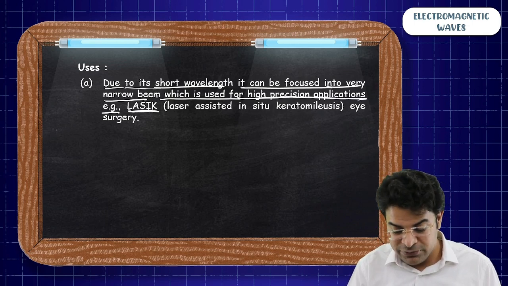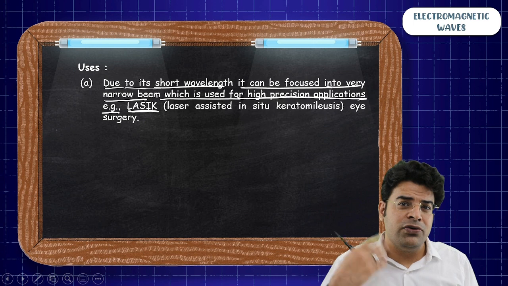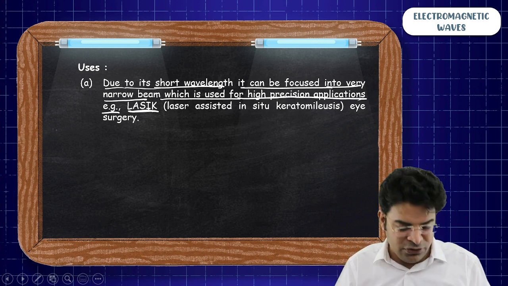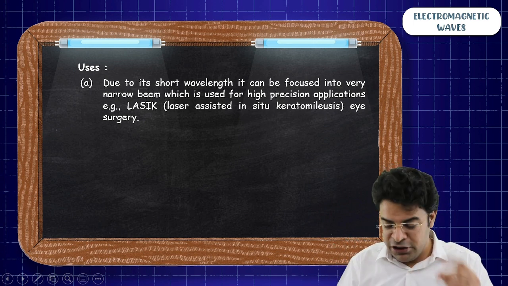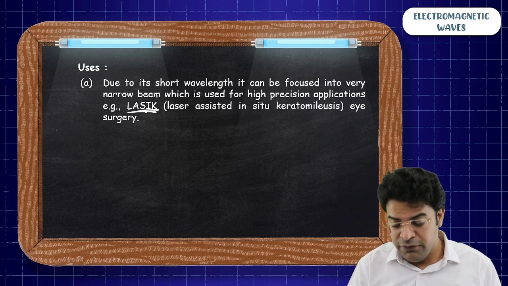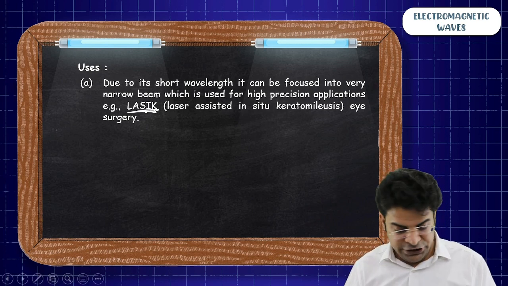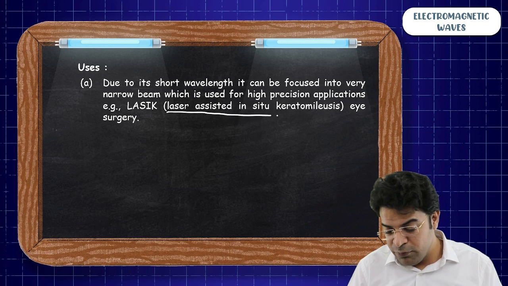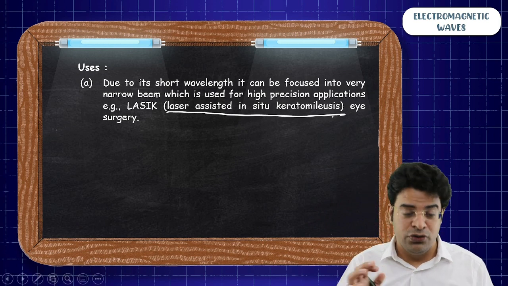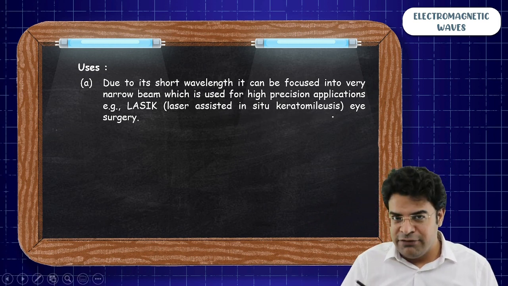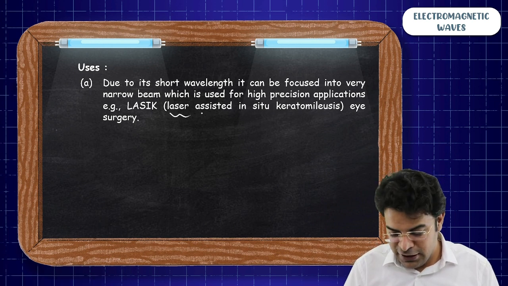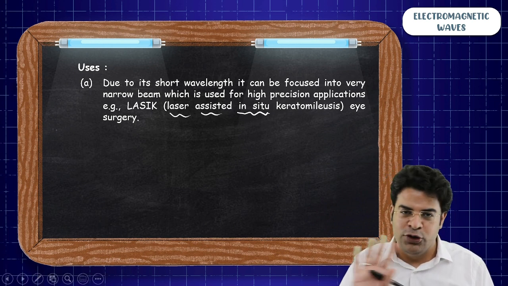Example, LASIK, the eye surgery, which I wanted to get for the last 5 years, but I am just delaying because I can't take 14 days of break. So for LASIK, we use ultraviolet radiation. And this is the whole name of the procedure if you wish to remember it. Actually, even I remember laser assisted in situ. After that, I do not remember.